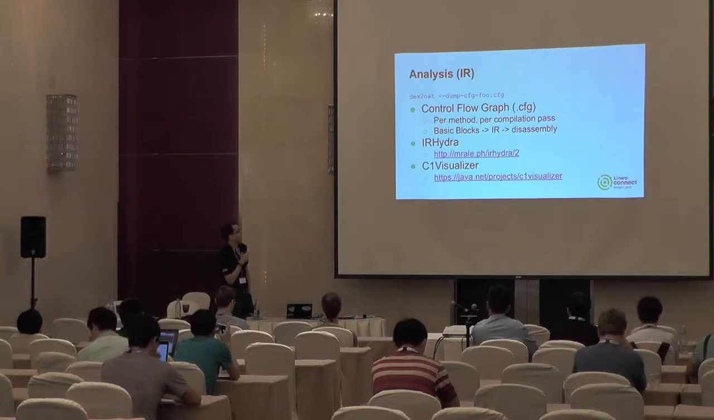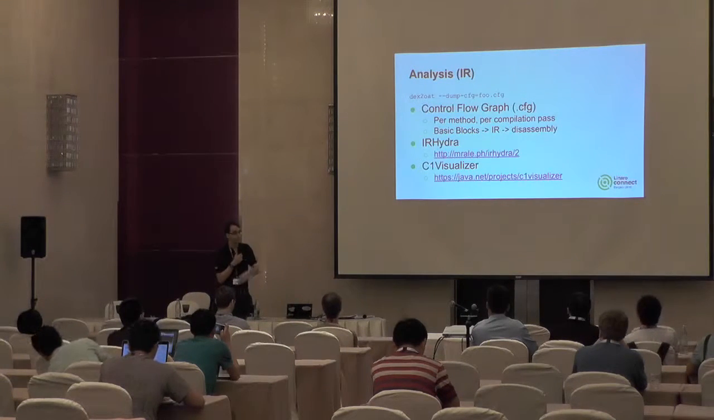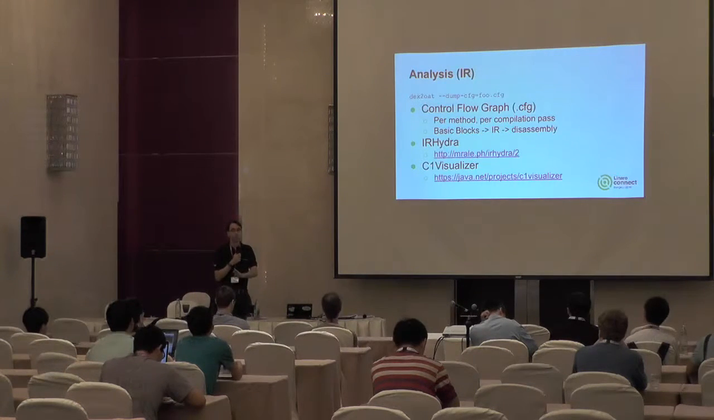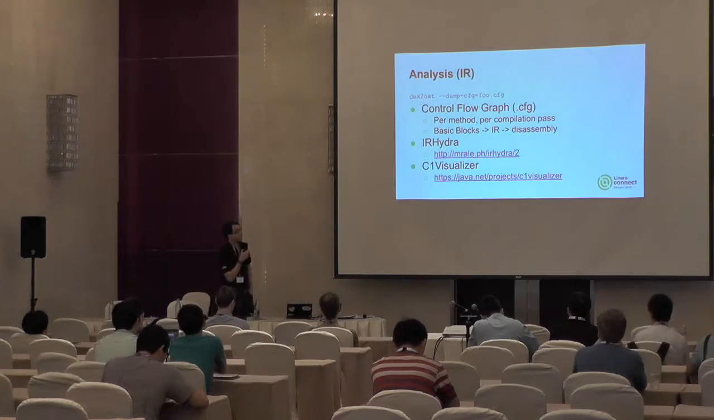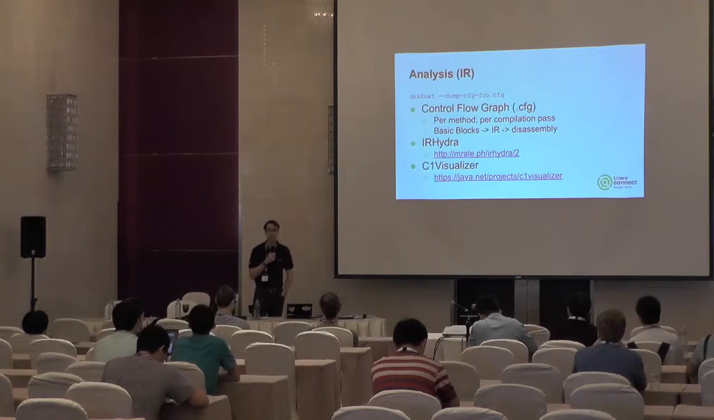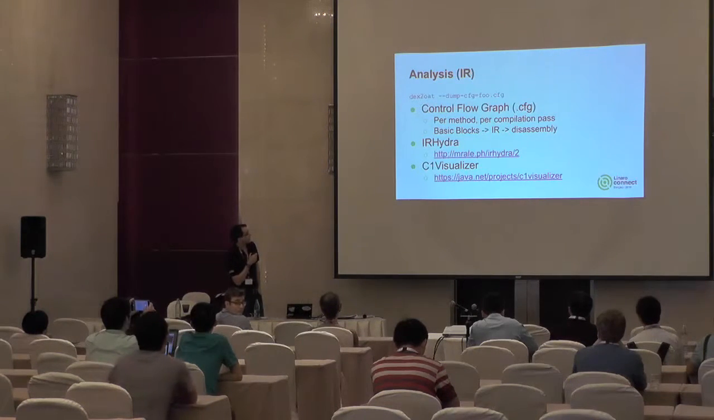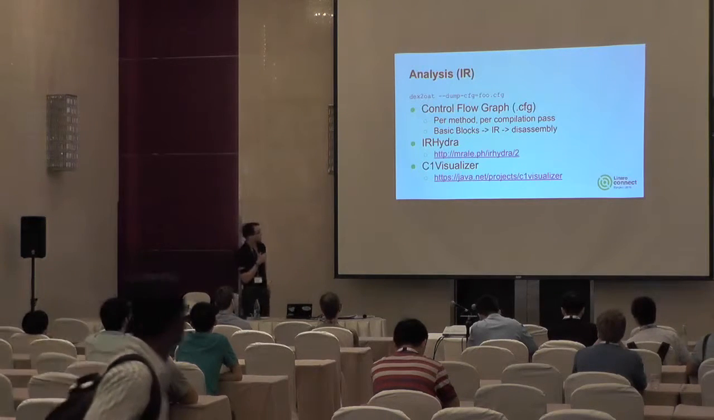Now this is really useful, for example, if you're working on intrinsics or instruction simplification, you can look at a before and after view of the IR for that pass. Two tools that I'd recommend new members have a look at for this, because the control flow graphs themselves can be very verbose. They're just text files, but they're not really readable. IR Hydra and C1 Visualizer.